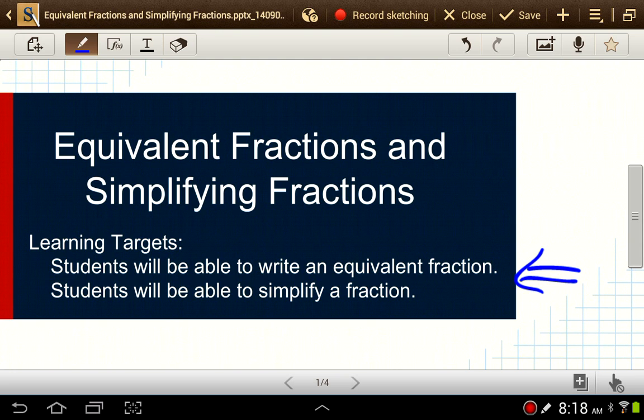Today we have two learning targets. The first learning target is students will be able to write an equivalent fraction, and the second learning target is students will be able to simplify a fraction. So you need to write those down in your interactive notebook.